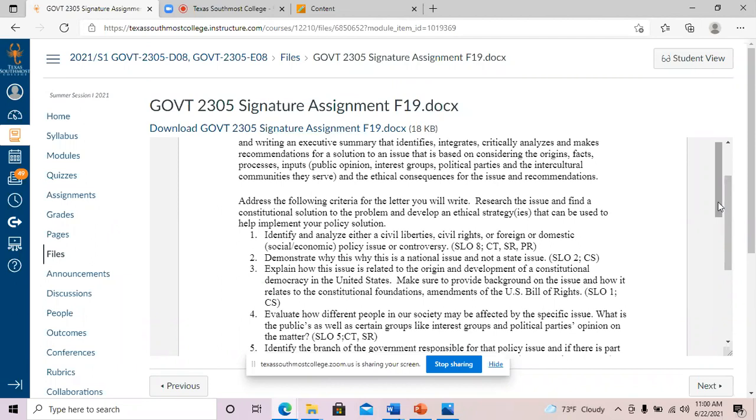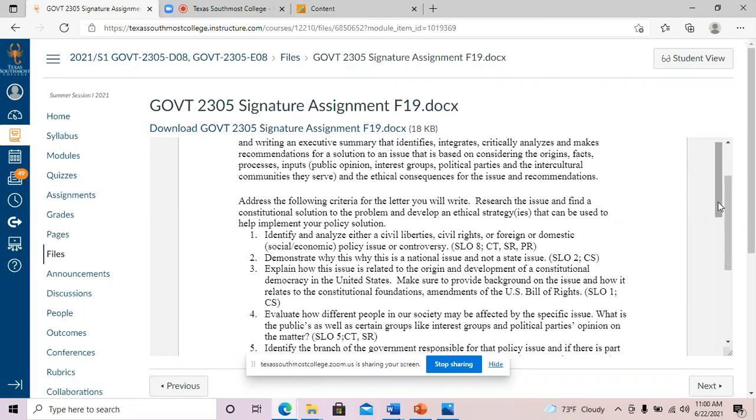Okay, so this next part is the breakdown of what the letter is going to look like. This is how you're going to write it. It's important that we go over this so that you know exactly how to compose this letter. There's also a rubric included in your Canvas that basically reiterates what we're going to talk about here. So this is how you're going to be evaluated.